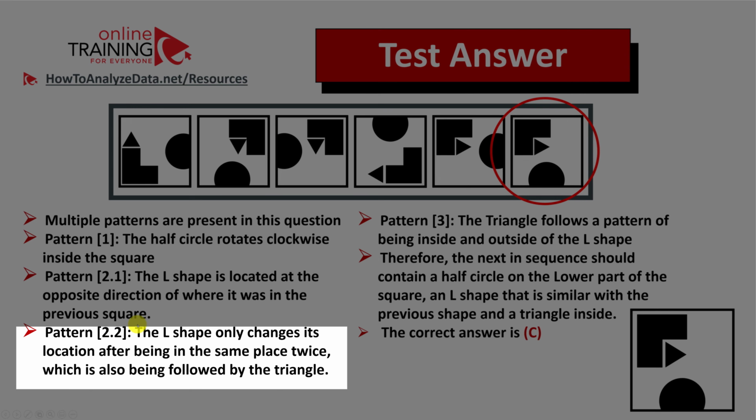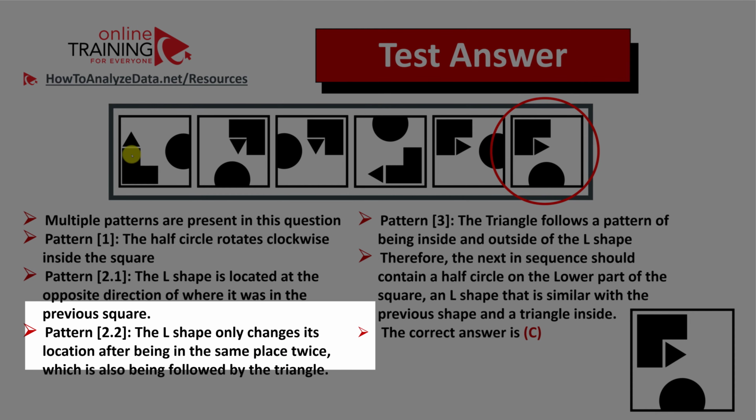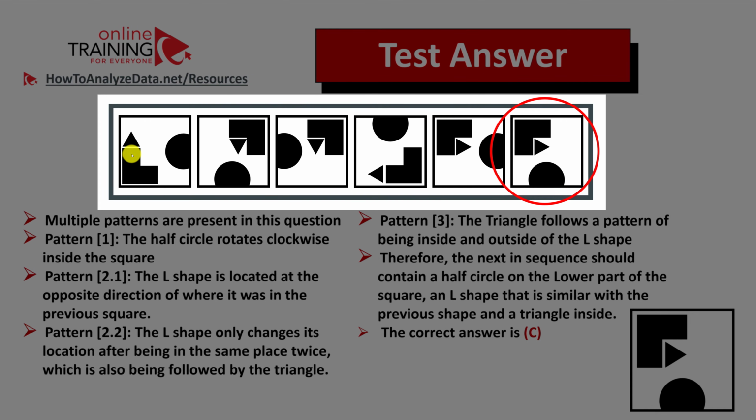And then the third pattern, also related to the L shape, is where the L shape only changes its location after being in the same place twice, which is also being followed by the triangle. As you can see, the L shape in the first square is located in the bottom left corner. And then in the next 2 shapes, it's located in the upper right, and then in the upper right again. Then it changes the position and goes into the bottom right. And then the next 2 positions, according to the pattern, would be upper left and then upper left again.